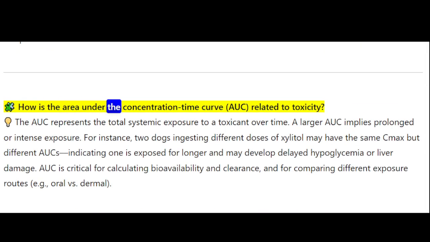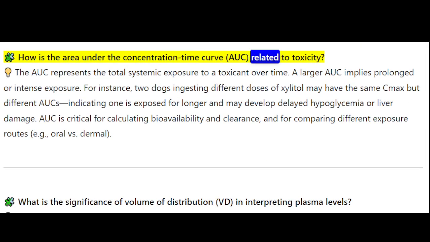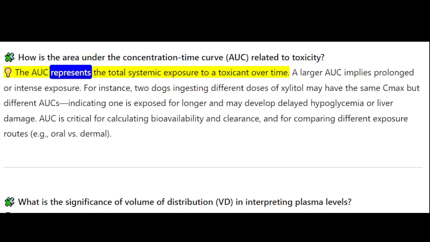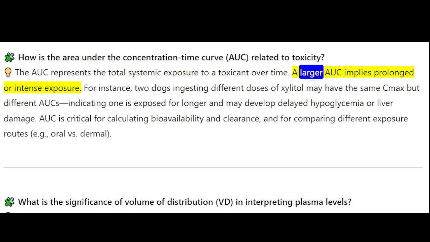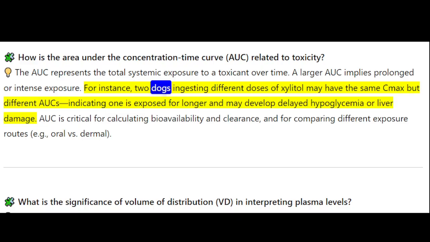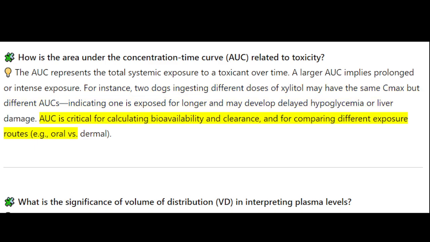How is the area under the concentration-time curve, AUC, related to toxicity? The AUC represents the total systemic exposure to a toxicant over time. A larger AUC implies prolonged or intense exposure. For instance, two dogs ingesting different doses of xylitol may have the same Cmax but different AUCs, indicating one is exposed for longer and may develop delayed hypoglycemia or liver damage. AUC is critical for calculating bioavailability and clearance, and for comparing different exposure routes, for example, oral versus dermal.